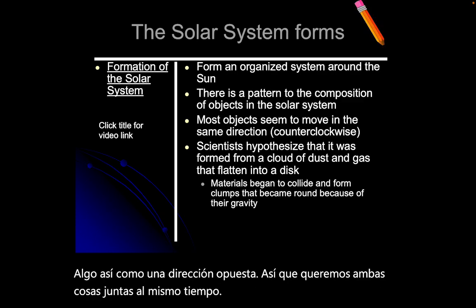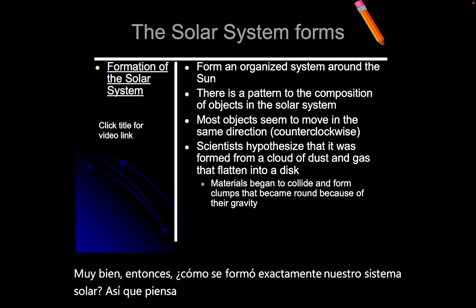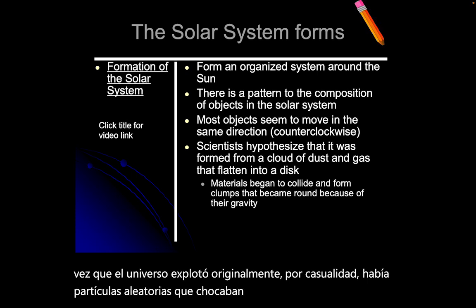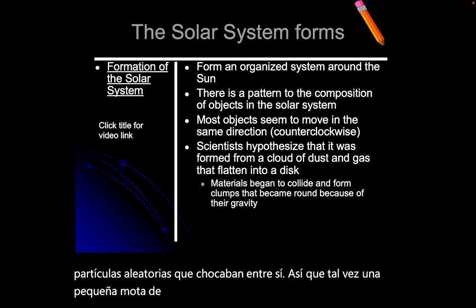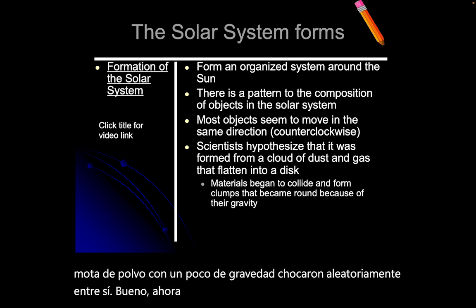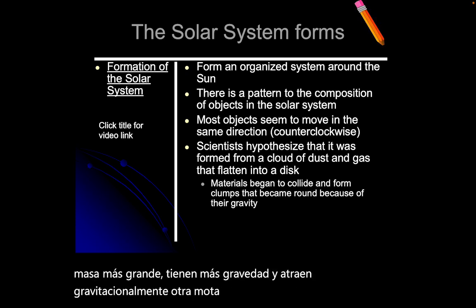All right, so how exactly did our solar system form? Think back to our Big Bang Theory notes. Whenever the universe originally exploded, just by random chance, you had random particles colliding into each other. So maybe a little speck of dust with a little bit of gravity and a little speck of dust with also a little bit of gravity randomly crashed into each other. Well, now those two specks together have a bigger mass, they have more gravity, and they gravitationally attract another speck of dust. And now it has even more gravity, and so on and so forth.